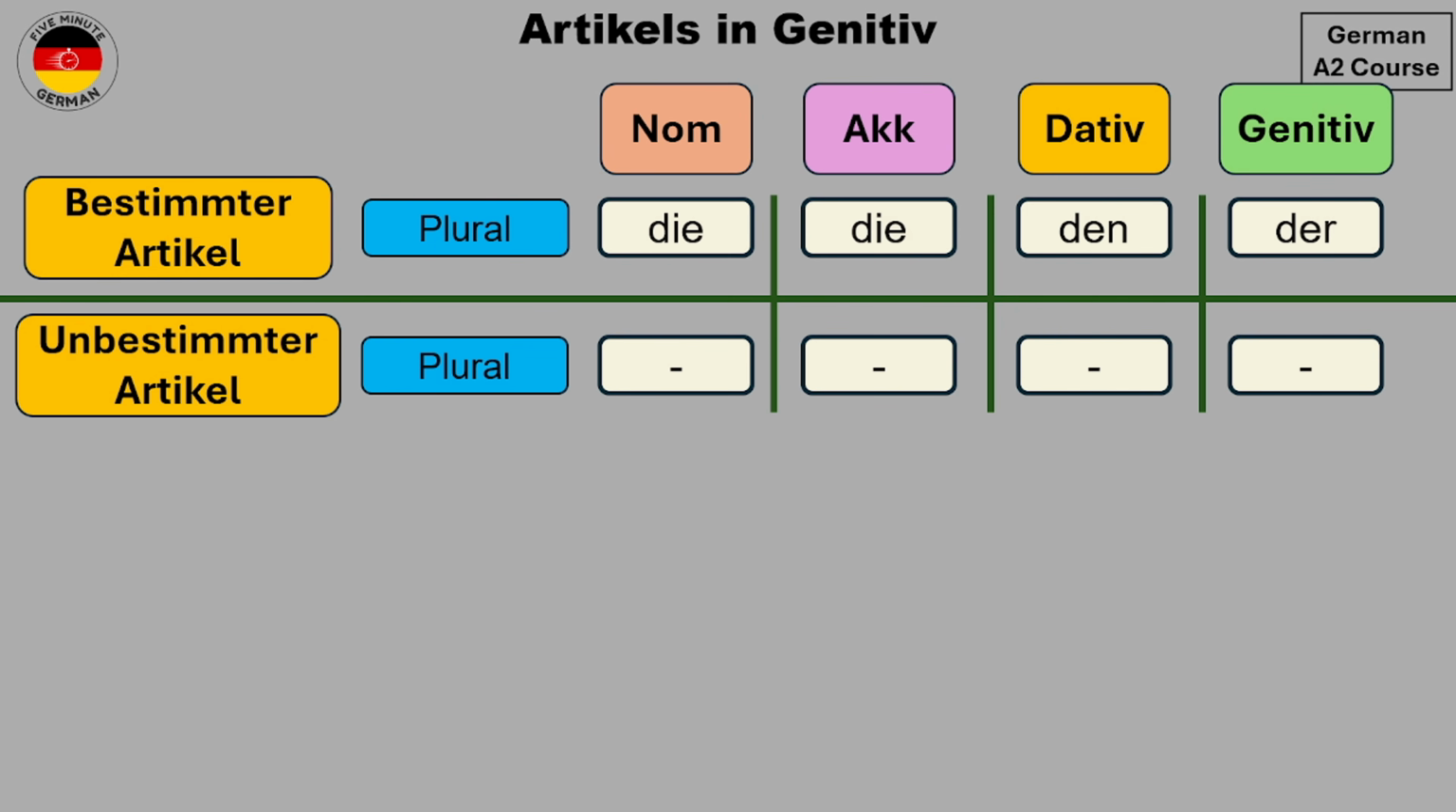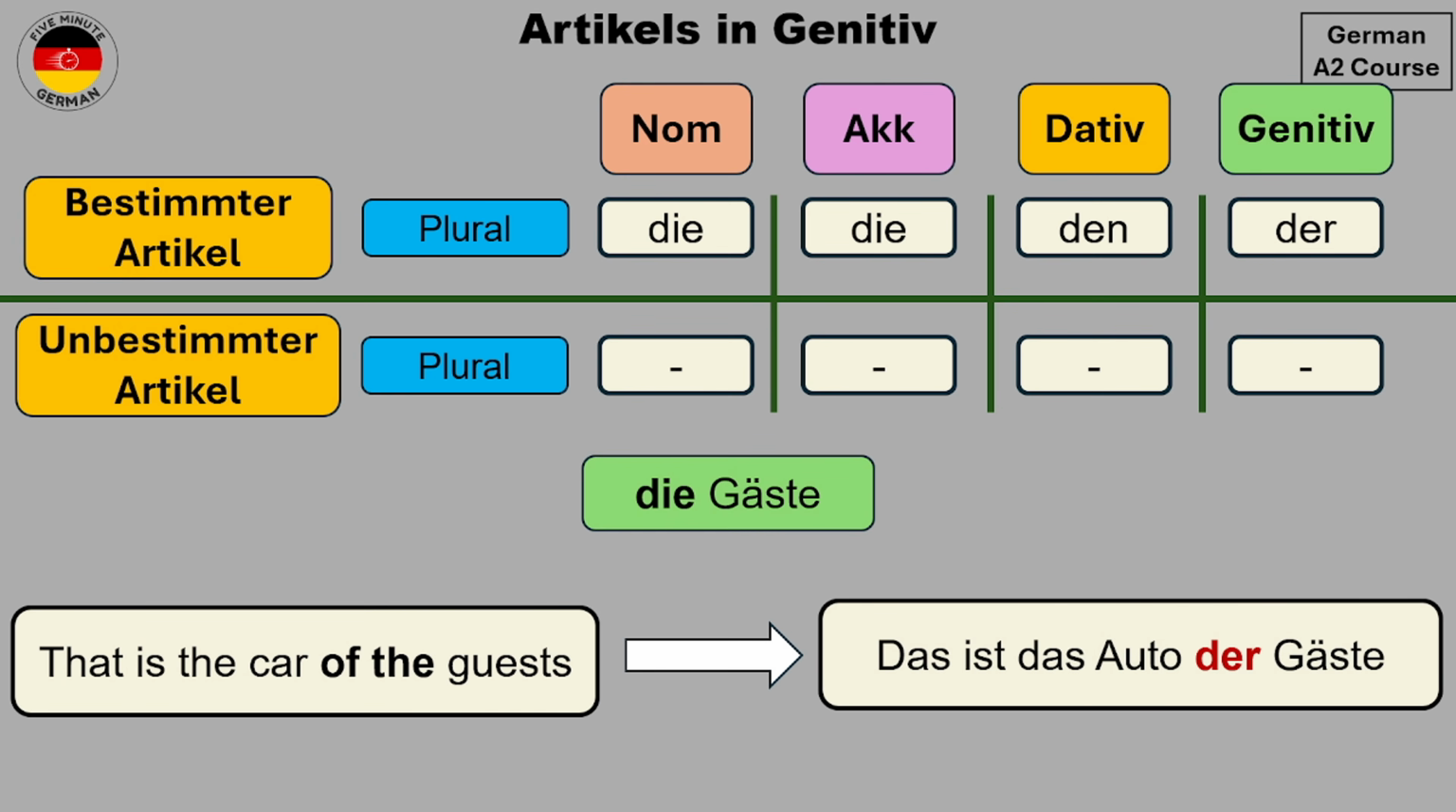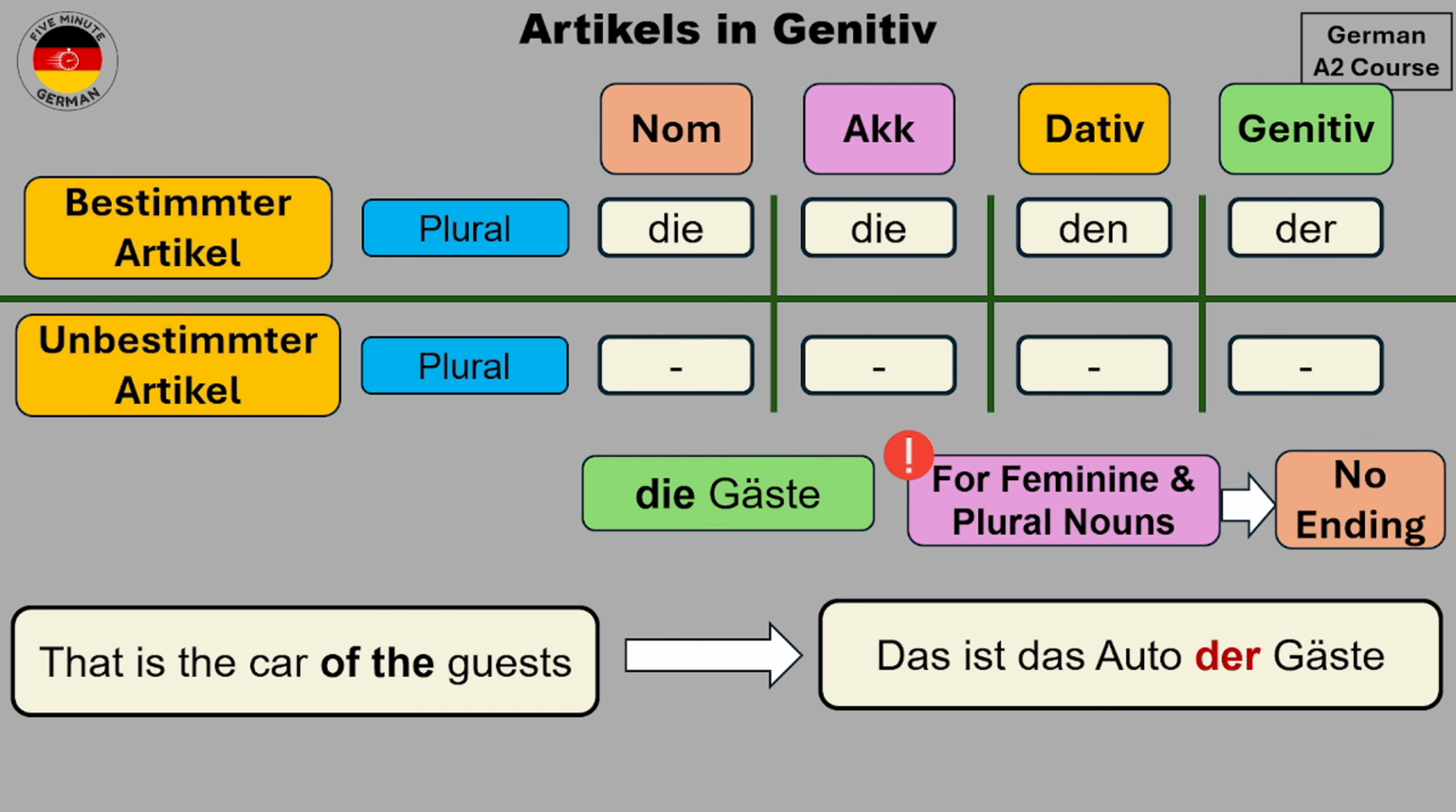Now let's take a look at an example with the plural case. So in this case, we don't have any unbestimmte article. So a sentence with the bestimmte article will be that is the car of the guests, and guests is plural, so it is die Gäste in German. So the sentence with the genitive case will be written as das ist das Auto der Gäste. That is the car of the guests. So you see that we have used der over here, which is the genitive bestimmte article for plural nouns. And again, we don't have any ending after Gäste over here because, as I said earlier, for feminine and plural nouns in genitive, we don't have any ending.